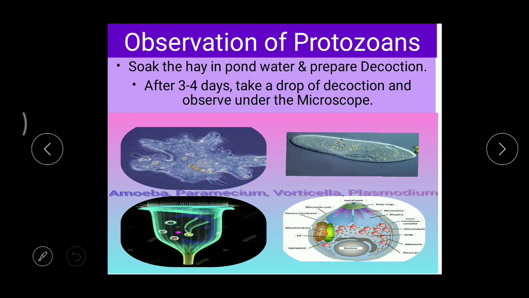The next one, observation of protozoans. Now protozoans are unicellular organisms, or single-celled organisms, and to observe these protozoans we need to take some hay. Hay means dry grass. For example, take this rice grass. Rice grass is green in color, but whenever it is dried, it turns yellow, right?